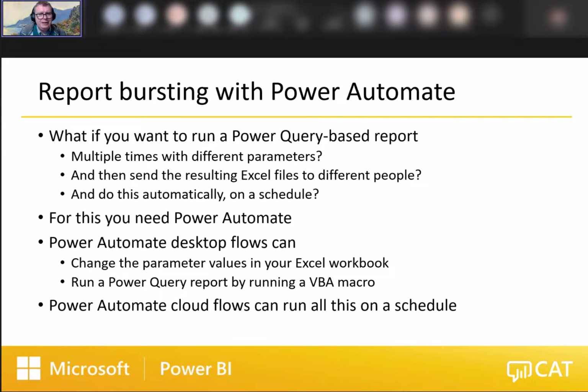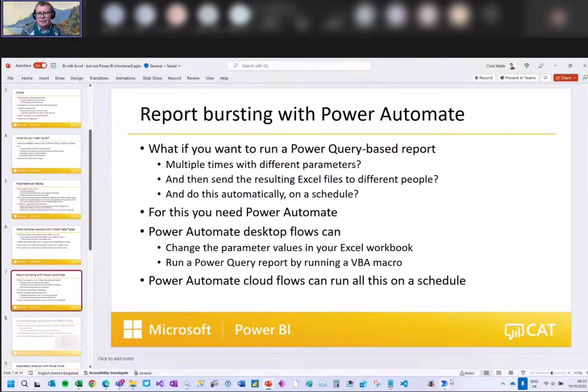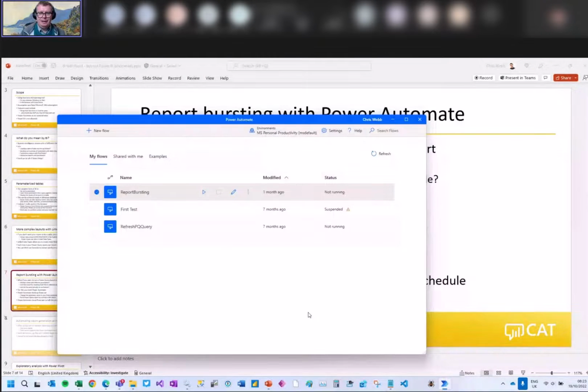So what we want to do here is to be able to say, well, let's take that Power Query report that we built earlier, and let's just automatically change the parameters and rerun the report, save the report somewhere, maybe email it out, and then move on to the next parameter value that we want to use. How do we do this? Well, here is Power Automate Desktop, and let's edit this desktop flow.